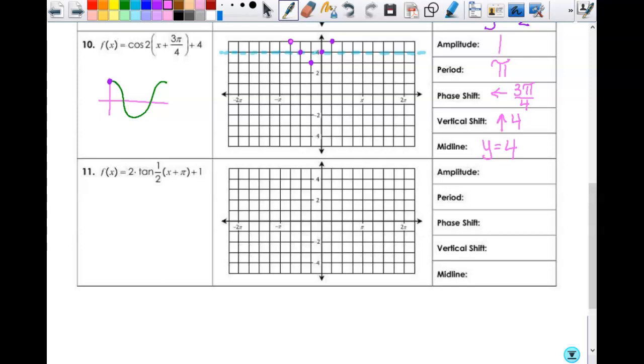Then the period is pi. So I should end at 1 at pi, but again, I have a phase shift to the left, 1, 2, 3 pi fourths. That's where I get that point. Once I get those two, halfway in between those two is a minimum, and then half again gives me those zeros.